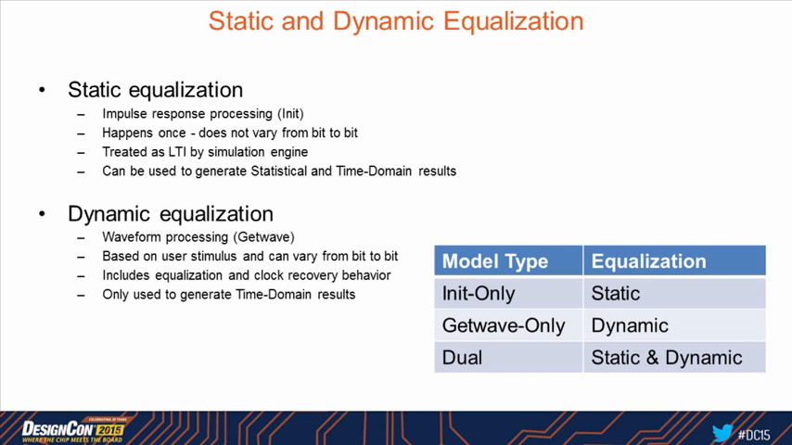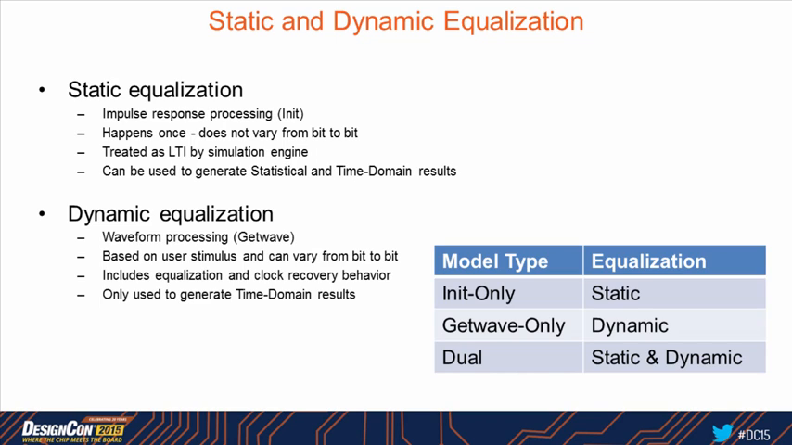Those models can only be used to generate time domain results because, in fact, time domain analysis is the only analysis that actually has a stimulus, right? When we talk about statistical analysis, remember there was only a pulse response that really went into the statistical engine, and so consequently there was no stimulus. When we're talking about a model that's varying its behavior in response to the input pattern, we have to use a mode of simulation that actually has a stimulus for the model to respond to, and that's time domain.